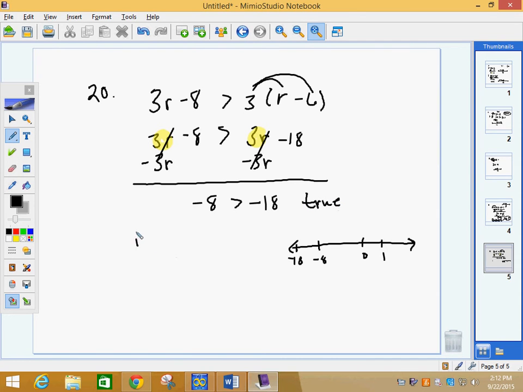Therefore, it is infinite solutions, also known as all real numbers. In other words, any number on the number line. If I plug in any number from the number line for r in the original inequality, I will have a true statement. The answer is infinite solutions. The entire number line.